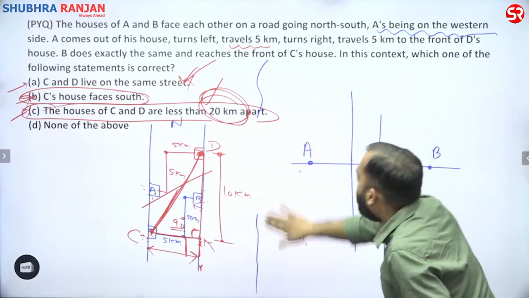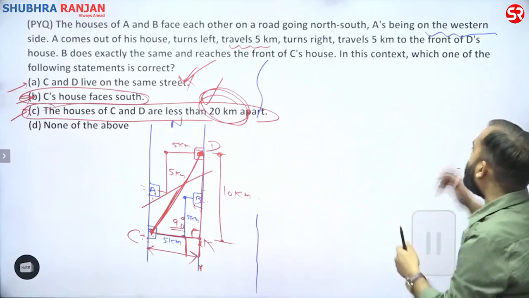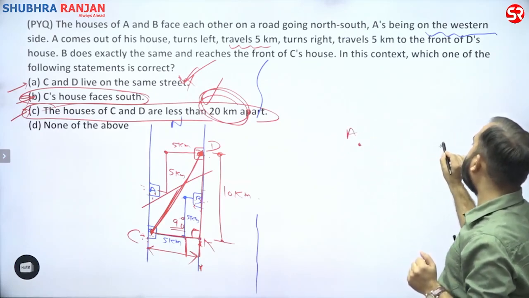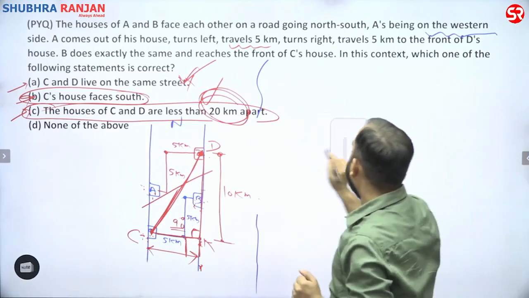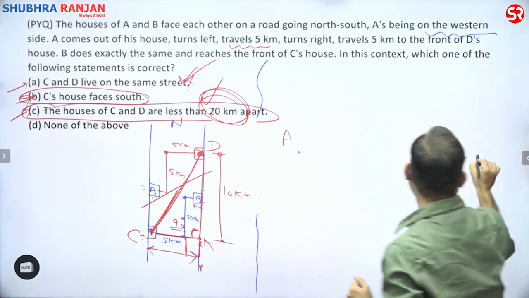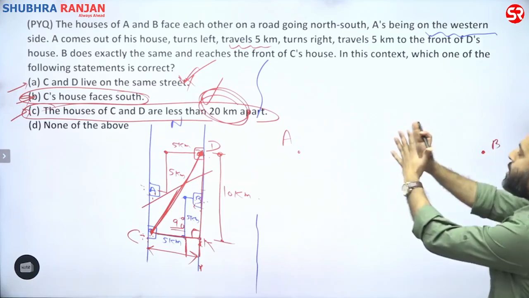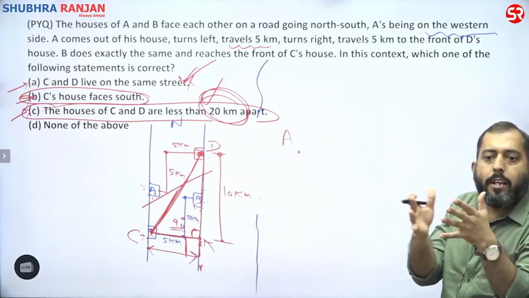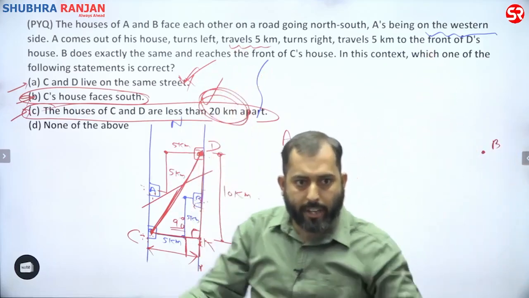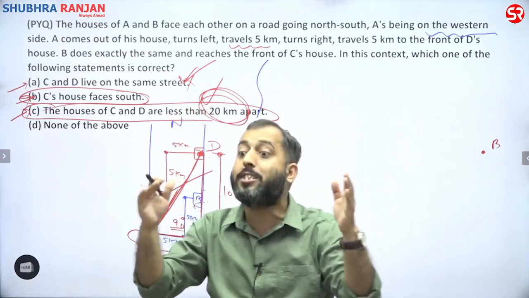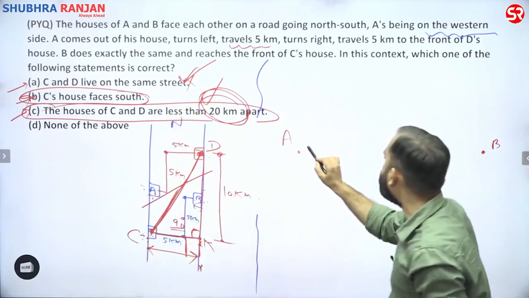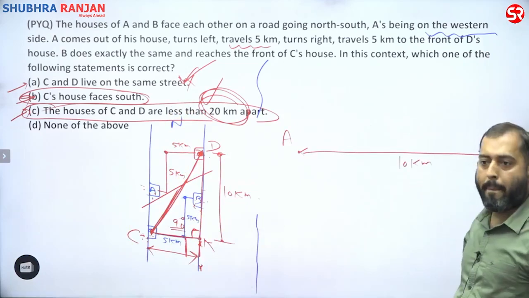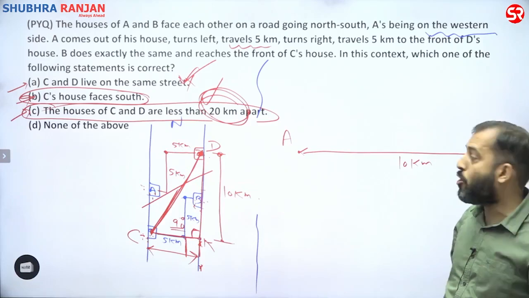Now see, let me give you one more reasoning here. Now this is A, this is B. The street is very broad. Let's say the distance between the opposite ends of the street is 10 kilometers. It was not given, but suppose this distance is 10 kilometers.